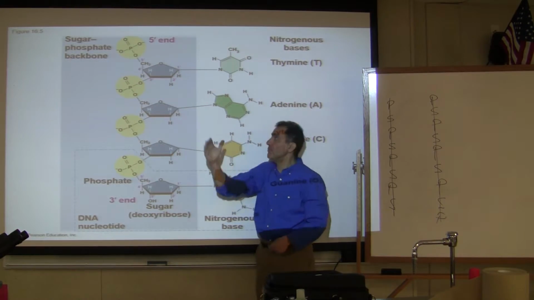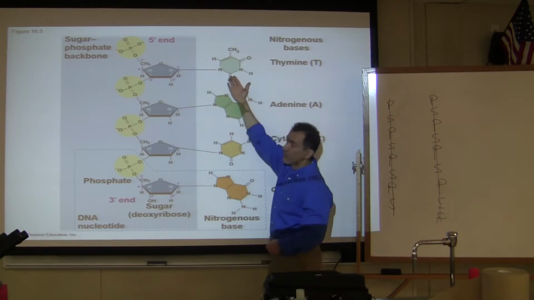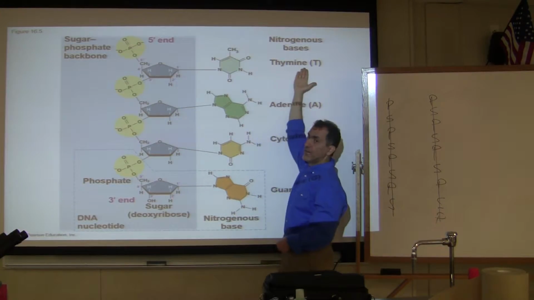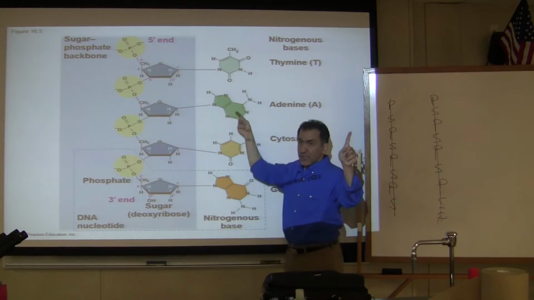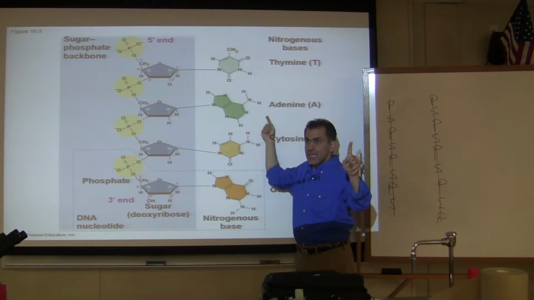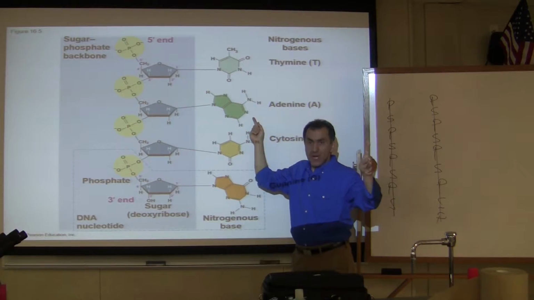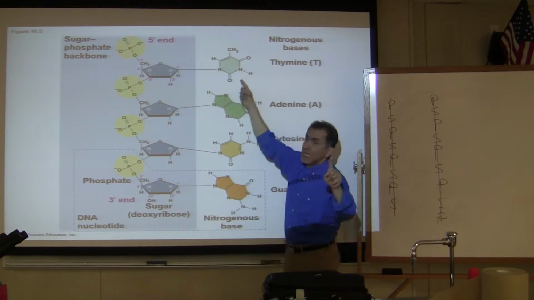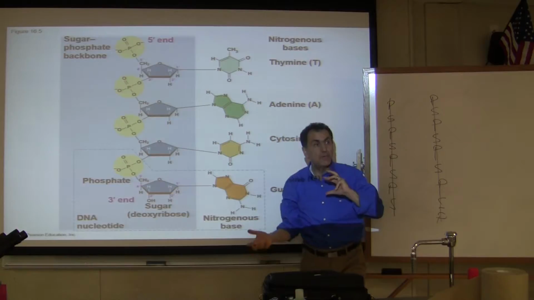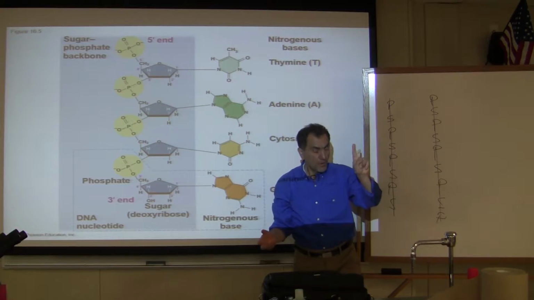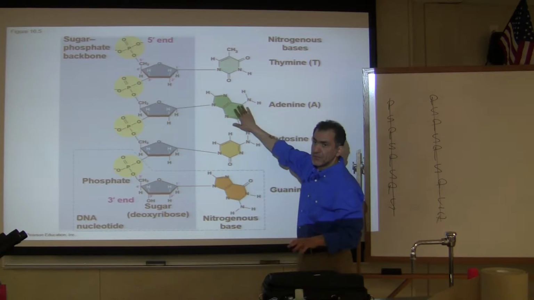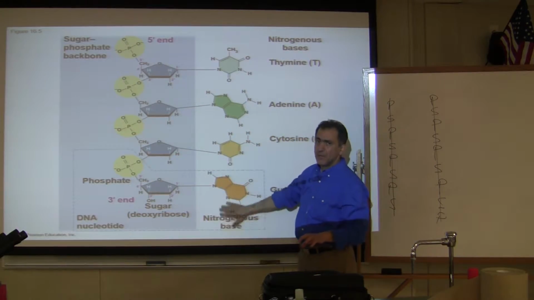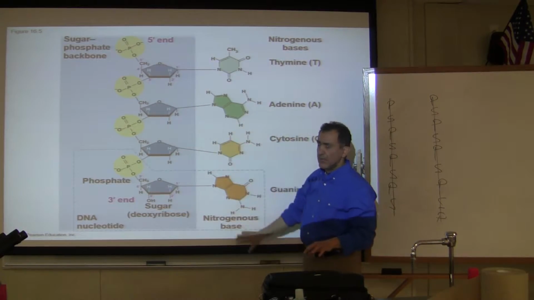I don't expect you to memorize that thymine looks like this. Of course, you should know thymine has one ring. Adenine has two rings. Adenine is a purine. Thymine is a pyrimidine. Pyrimidine means it has one ring, and purine has two rings. You remember this information from the first exam? Material from the first exam? Okay.